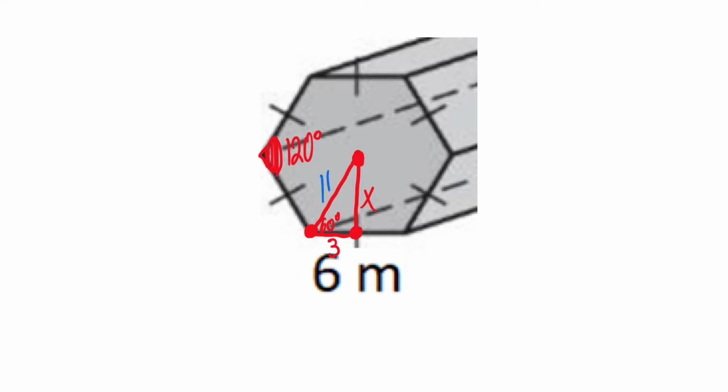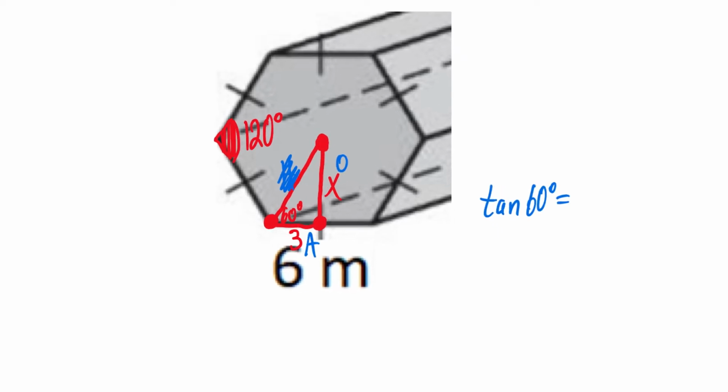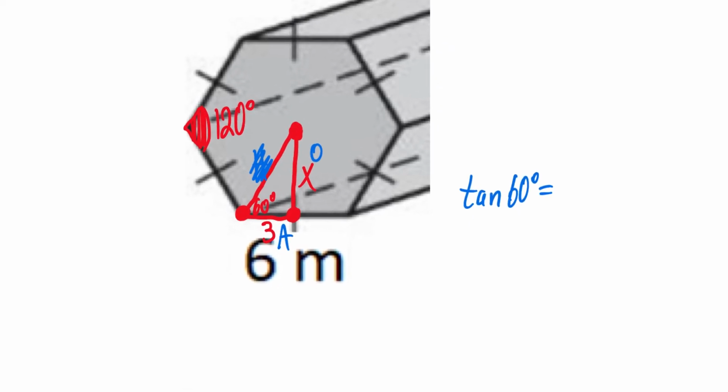So we have SOH CAH TOA. I don't need the hypotenuse, so this is tangent. So tangent of 60, which we could use special rights here, but we're going to go ahead and do true. So tangent of 60 equals the opposite x over the adjacent 3. And since the x is on top, we're going to multiply. So I'm going to do 3 times the tan of 60.